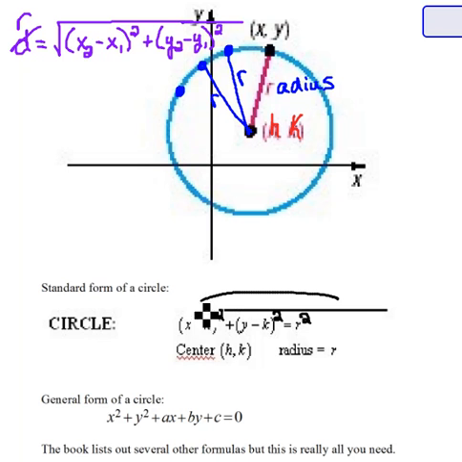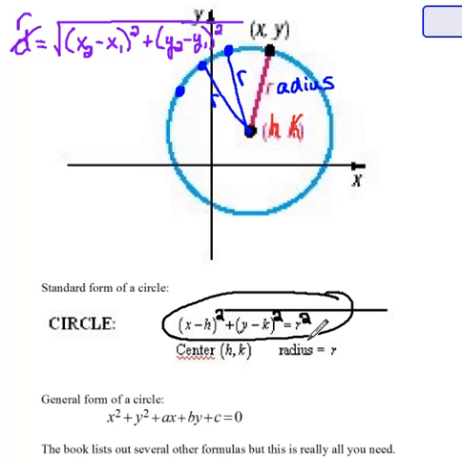This formula you're going to be using over and over again. If you know the center and the radius of the circle, you can plug it into this formula and come up with the equation of the circle. If you're given the formula, then you can read off the h and the k, or the center, and you can figure out what the radius is just from that formula.